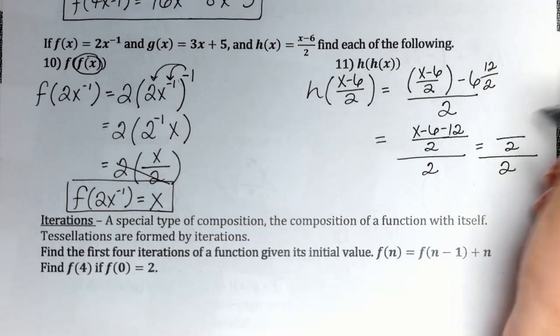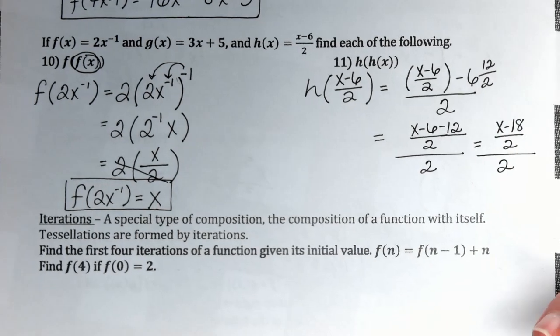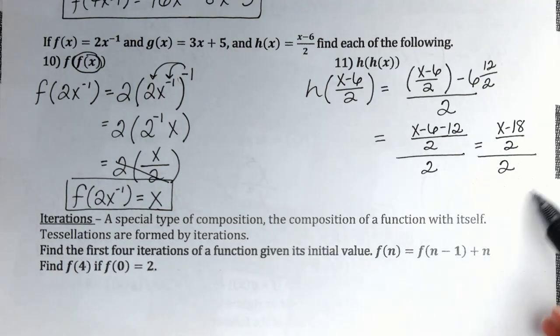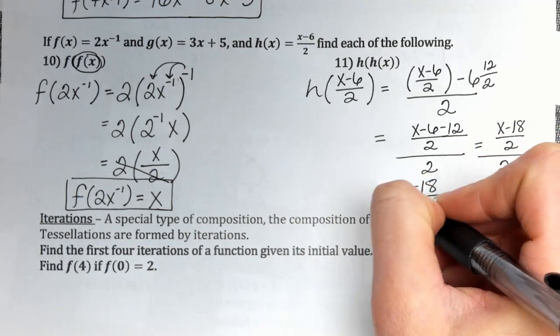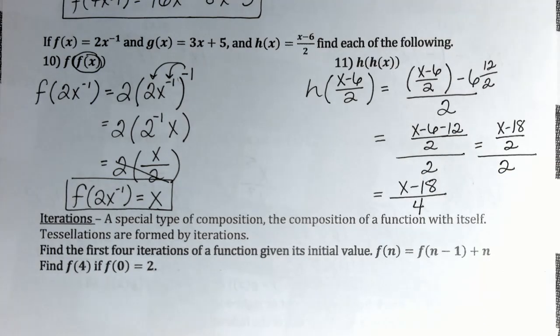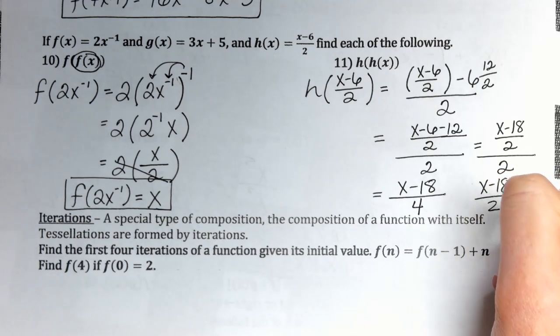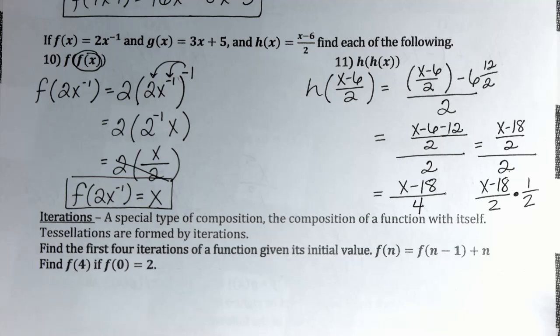So my numerator of the numerator is x minus 18. Well, x minus 18 over 2 over 2, what is that going to turn into? X minus 18 over 4. Well, how did we get that? Well, if you remember, keep, change, flip, 2 becomes 1/2. There's my 4. Okay?